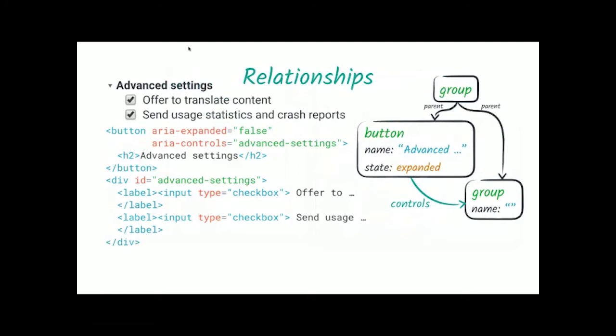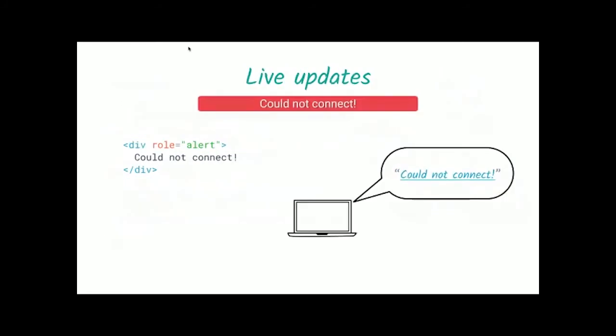You can also use ARIA to create really interesting relationships that go beyond the standard DOM parent, child, sibling relationships. So an example would be an element where you say, hey, this element controls that other element over there somewhere else on the page, which is a really, really useful thing to have for disclosure widgets and things like that.